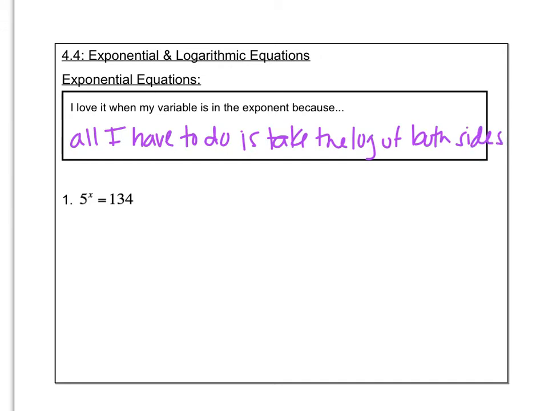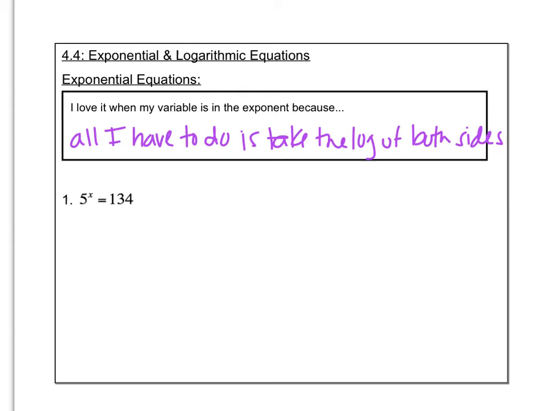If your variable is trapped in the exponent, in order to get rid of it, you're going to have to take the log of both sides. So this first problem, I'm actually going to show you 3 different methods that you can use, because we have different logs that we can use. So different logs are going to have you solve the problem differently. All will result in the same answer.